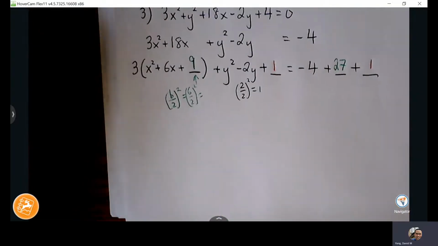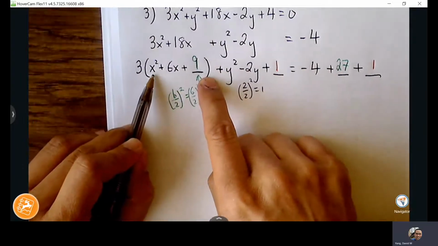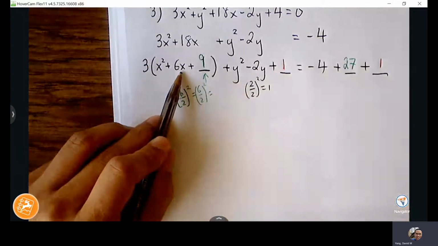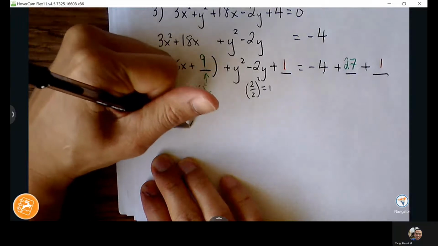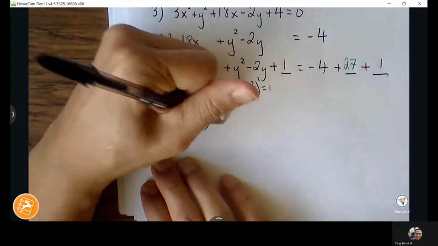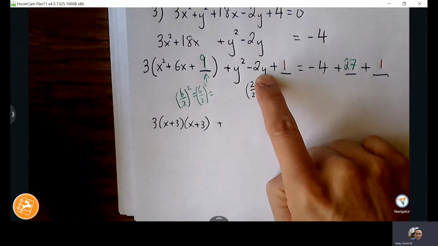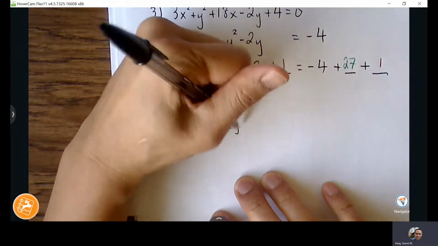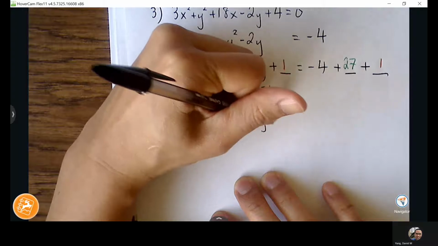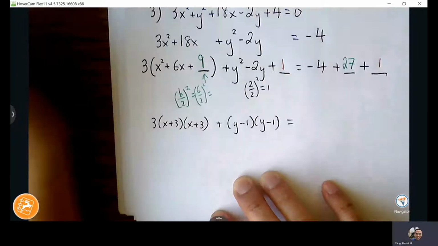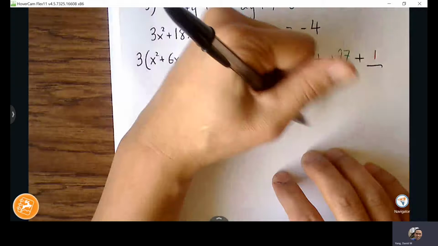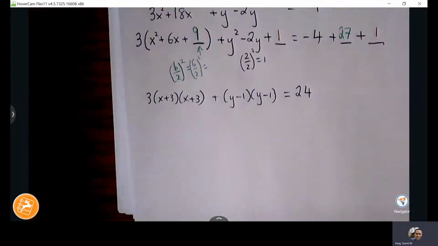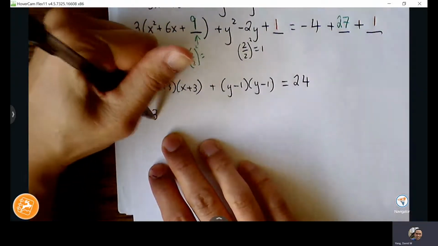Okay. So we keep going. We're going to factor what's inside the parentheses here. Multiplies to be 9, adds to be 6. That's going to be x plus 3, x plus 3. Multiplies to be 1, adds to be negative 2. That's going to be y minus 1, y minus 1. Add the like terms on the right side. Okay, that will give us 24. Okay, we do further cleanup here.